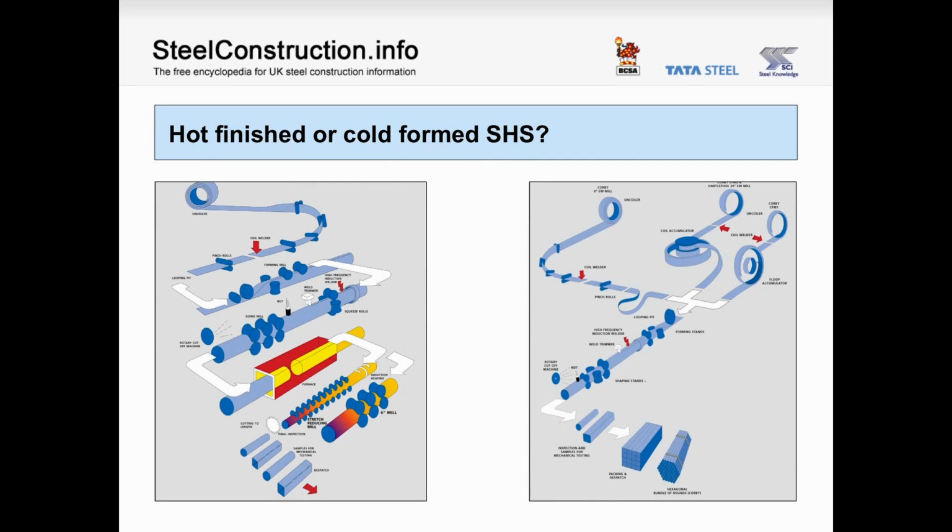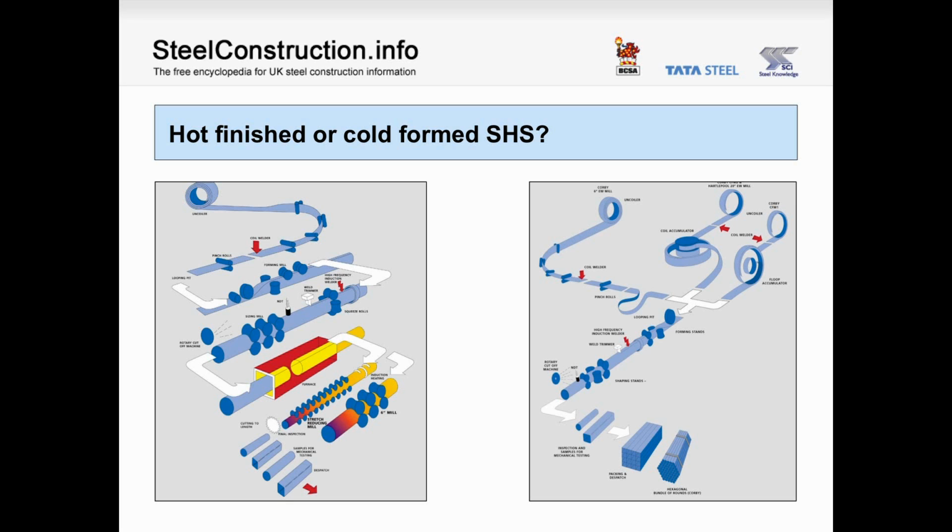In the UK, structural hollow sections are manufactured using two processes: hot finished, shown on your left, and cold formed, shown on your right. In both processes, a flat strip of steel, which has been stored as a coil, passes through a set of forming rolls and is first formed into a circular tube. The two edges of the tube are brought together and, using a high-frequency induction welding process, are heated and then fused together by a squeezing roll to form a continuous seam weld along the length of the product.